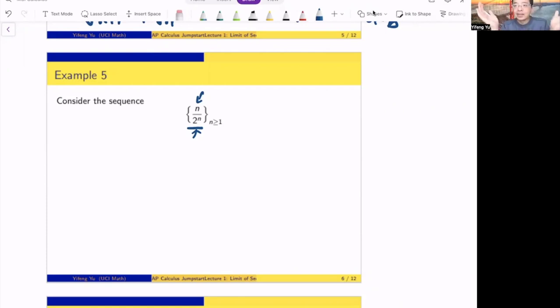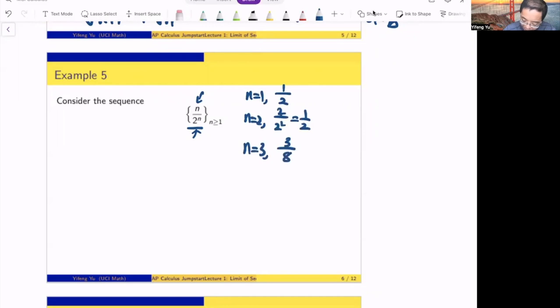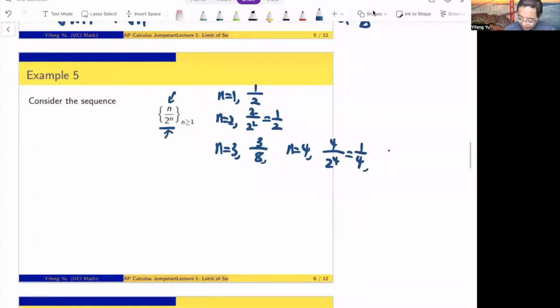Well, as before, let's write out several numbers and try to get some sense about the limit, right? If n equals one, this is clear, just 1/2. And n equals two is two over two squared, which is again 1/2. When n equals three, we have 3/8. When n equals four, it will be 4 over 2^4, which is 1/4. When n equals five, it's 5/32. So here we have the first several numbers: 1/2, 1/2, 3/8, 1/4 and 5/32.